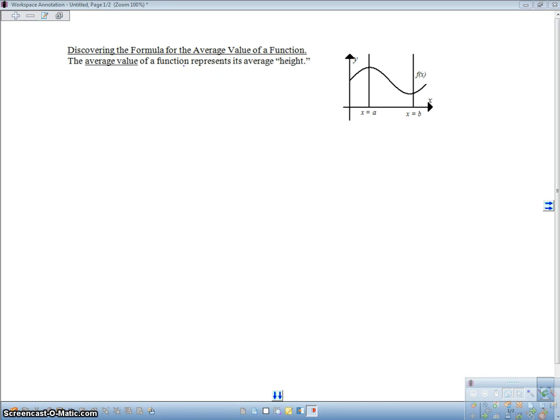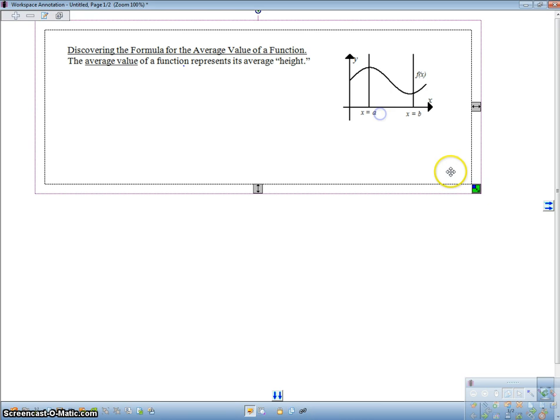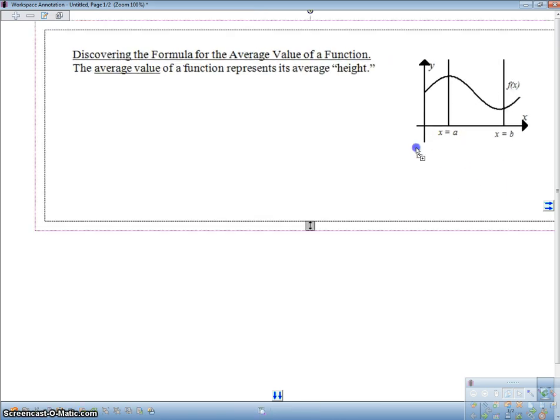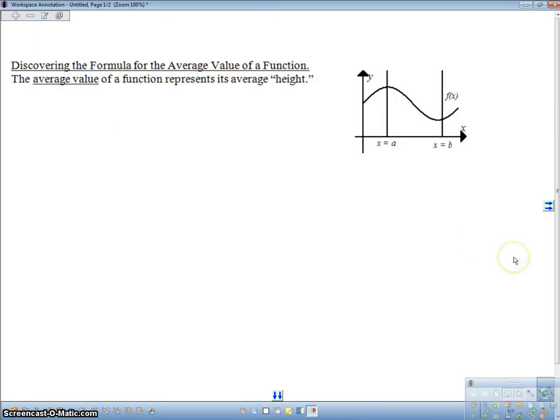So let's talk about the average value. Let me make this a little bit bigger here so we can see it. Let's discuss what exactly the average value is. The average value of a function represents the average height. In between A and B, there's an average height somewhere in the middle, some y value somewhere around here.